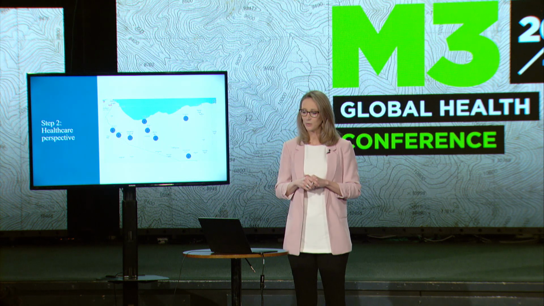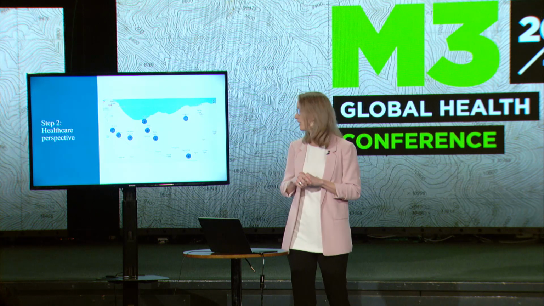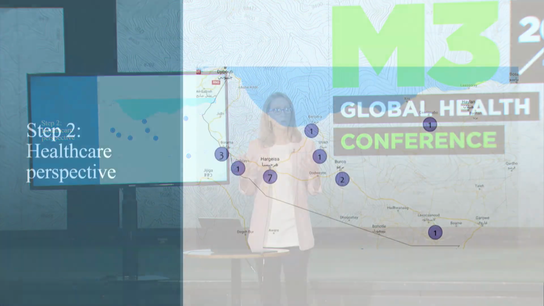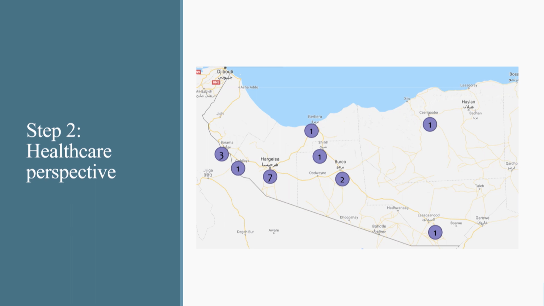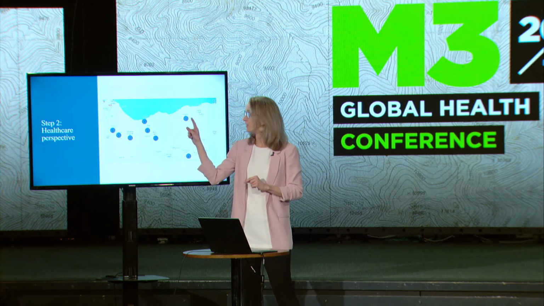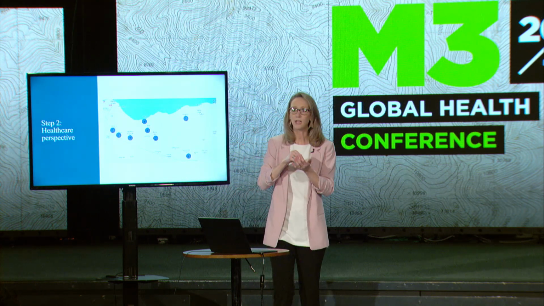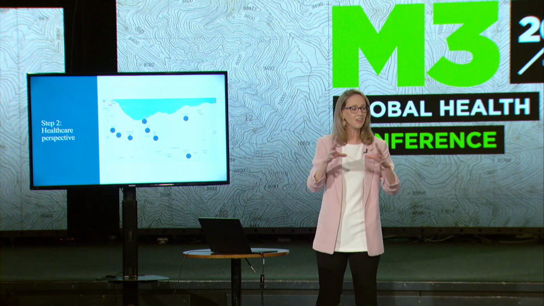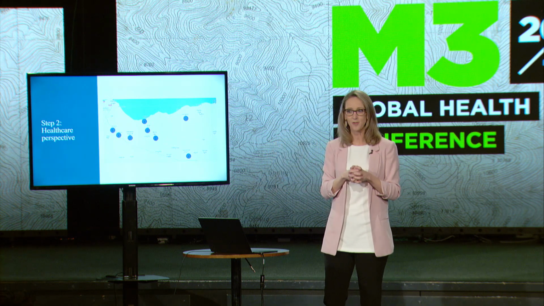There are 15 hospitals that you can see on the map within the whole country that are capable of doing surgical care. 7 of them are in Hargeisa, which is the capital of Somaliland, and the rest are dispersed. So just imagine having a family in this most remote area of Somaliland. There's one hospital in the middle that families somehow have to get to if they need surgical care.